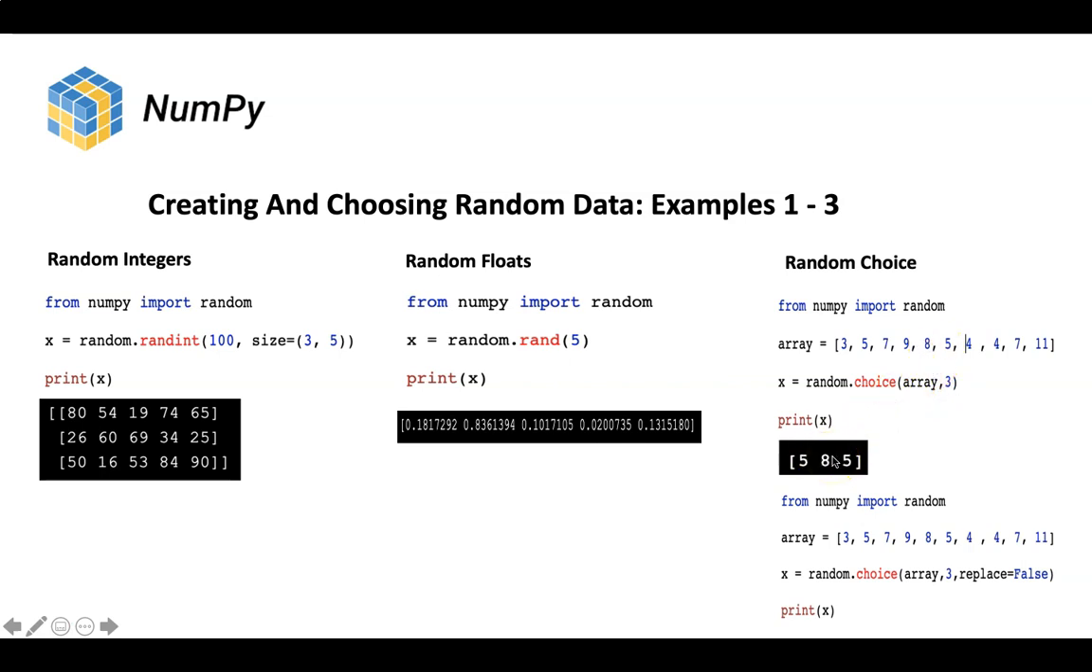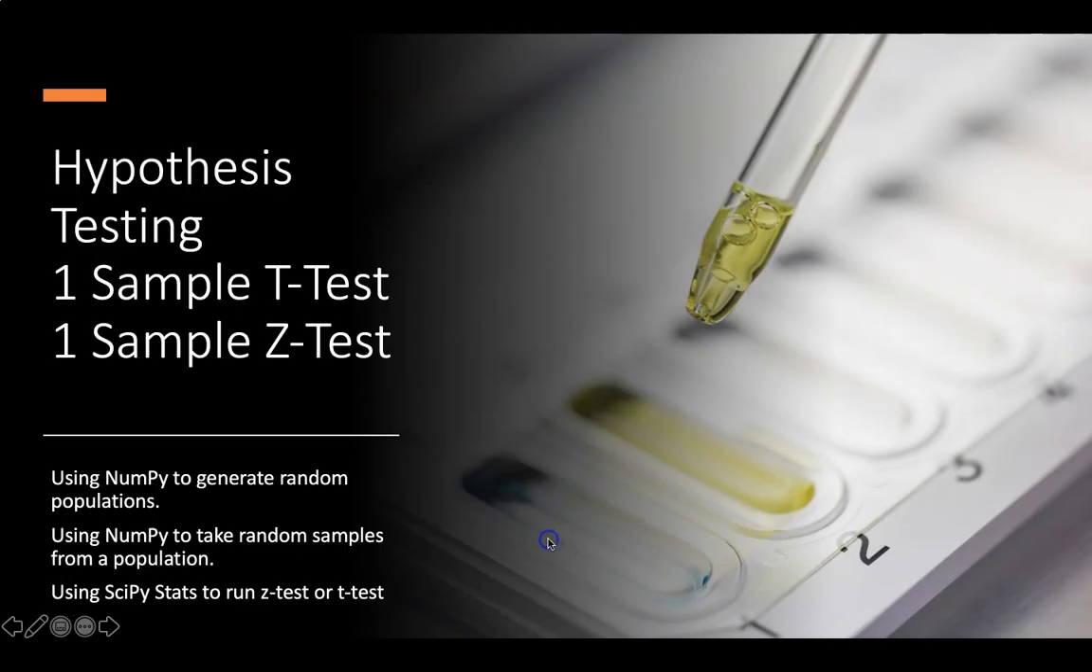3 numbers. And if you don't want it taking the same numbers out, you can also do a further setting, false. This comes in useful if you're doing hypothesis testing. You can use NumPy to generate random populations. You can use NumPy to take random samples from a population.